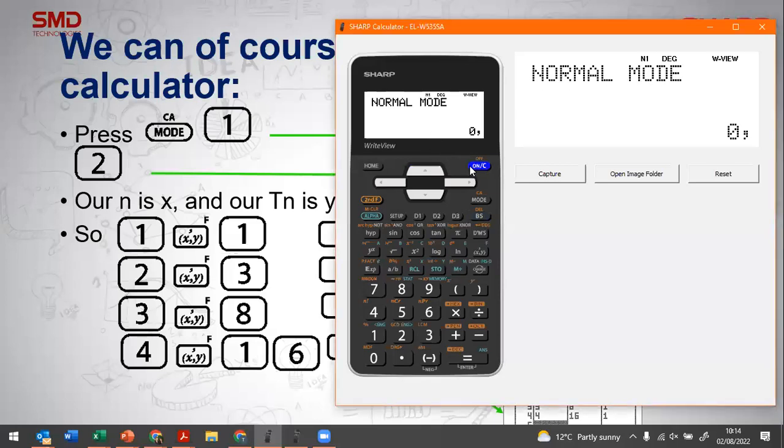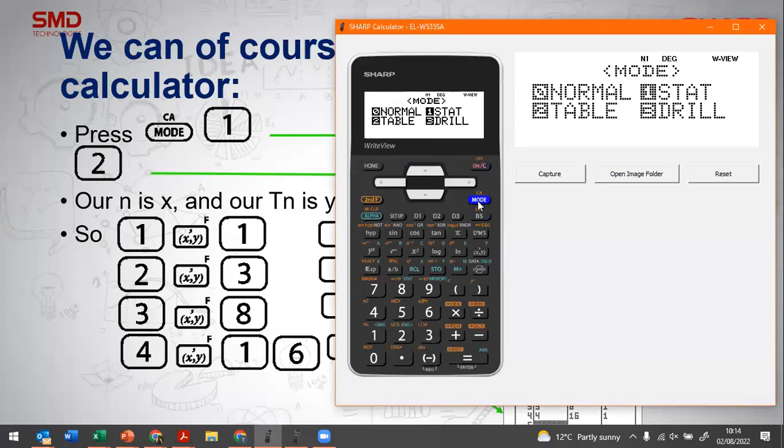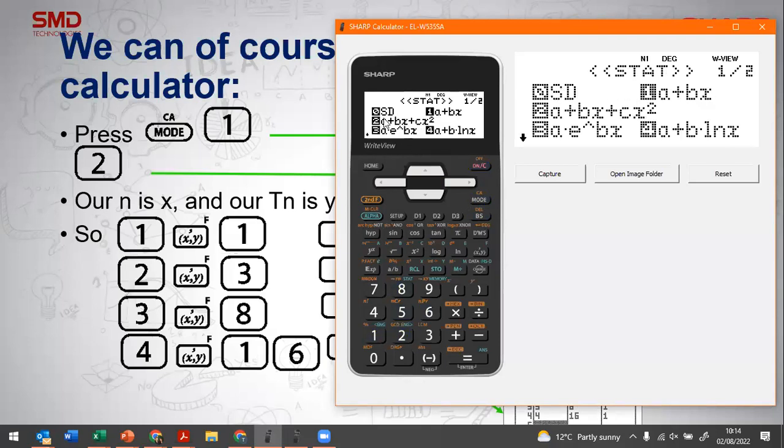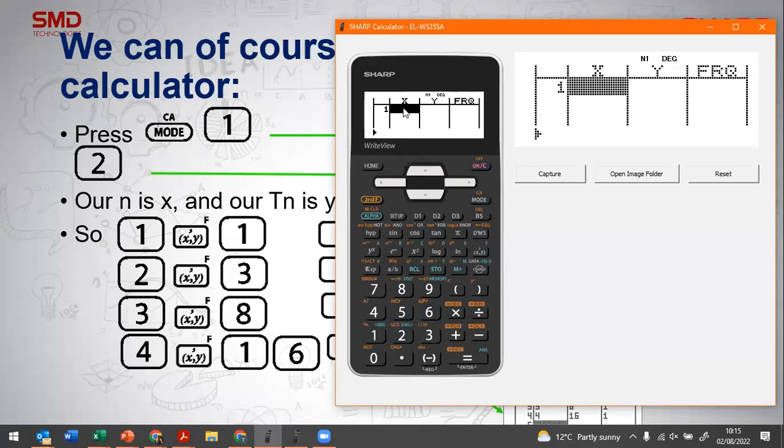So we're still talking quadratic formulas, but we're going to use our stats node and this number 2 here, which is a plus bx plus cx squared, which you can see is the same as your quadratic formula, except obviously the a and the c are switched around. So what we would do is we would type in all of our x's. Now, there's 2 ways to do this. You can just type in your position, which is 1, 2, 3, 4, and then go back up and type in all of your y's.